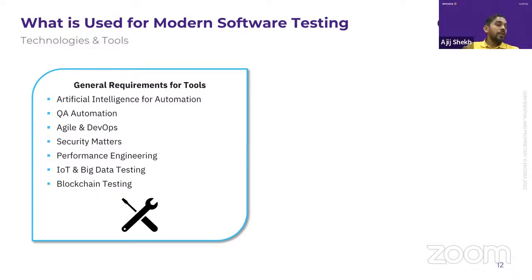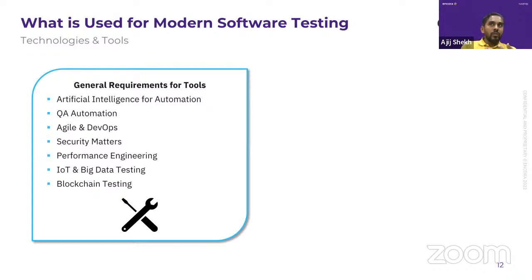Most probably AI tools are available right now, which are very important because most products are available, and AI is a very important automation tool. In QA automation, we are performing mobile testing and APM, we are using Selenium, we are using Katalon, definitely. On the Agile and DevOps side, there are many tools available. These are the general requirements for tools which we are focusing on for modern testing.